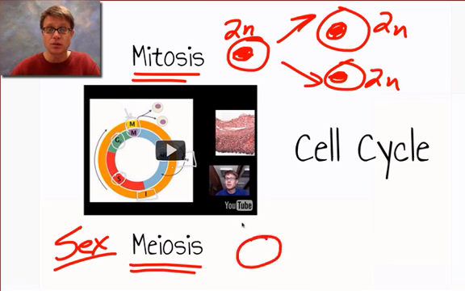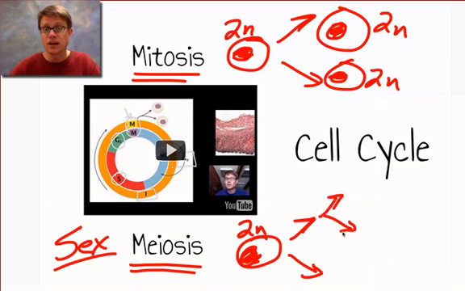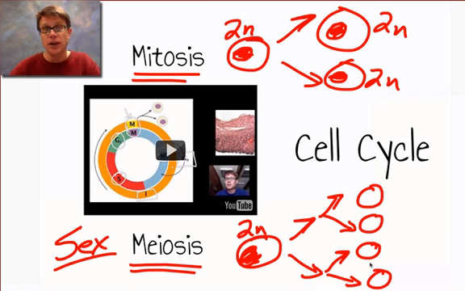And so that's starting with one cell. We'll make that 2N, so it's got a nuclei like this. And it's basically going to divide in half, and then those cells are going to divide in half. And so we're going to end up with 1, 2, 3, 4 cells. Instead of each of these being identical to that first cell, each of these are going to have half the genetic information, and they're also going to be totally different than that first cell.